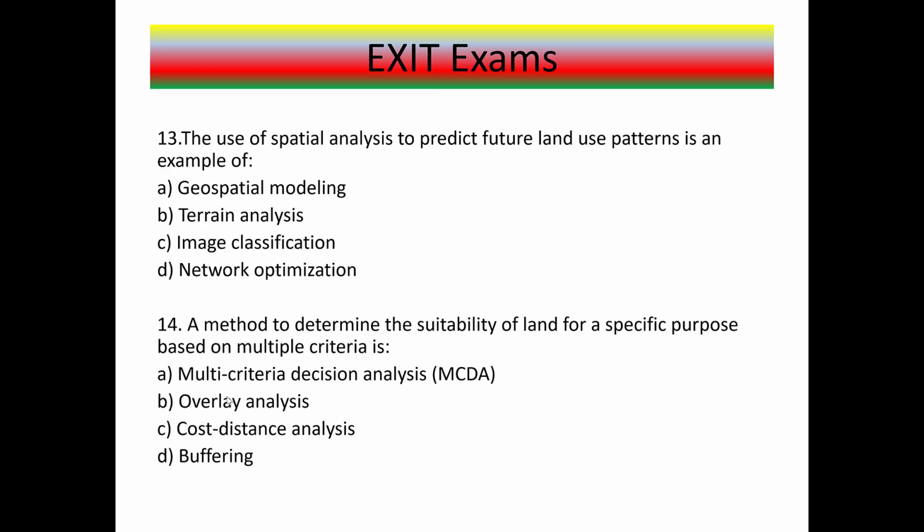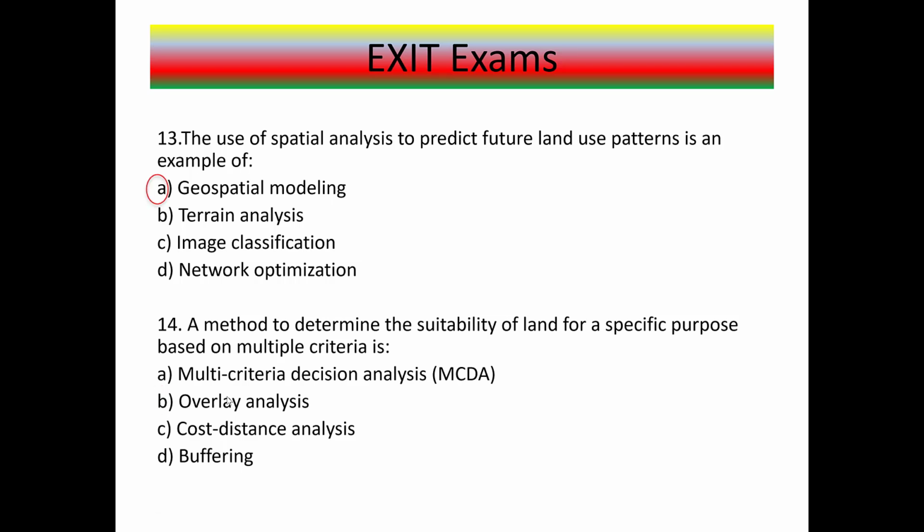In the calculator algorithm, we can compute several mathematical operations in raster image analysis. Okay, question number 13. The use of spatial analysis to predict future land use patterns is an example of A, geospatial modeling, B, terrain analysis, C, image classification, D, network optimization. So this is modeling.